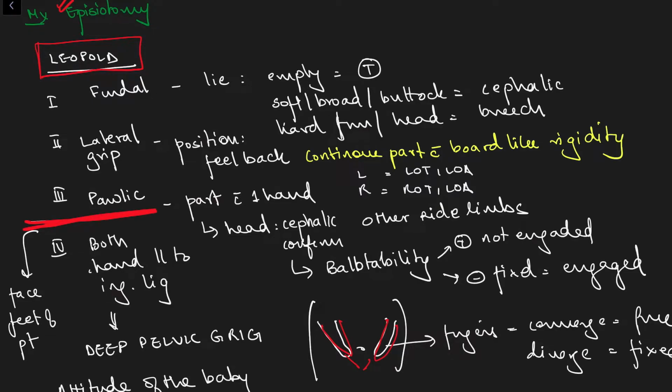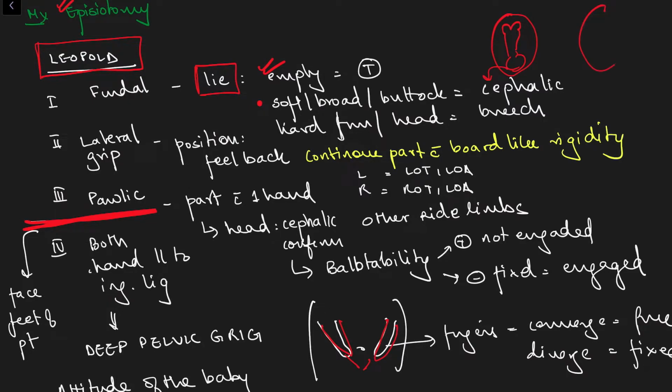The first maneuver is the fundal grip. Here we come to know about the lie of the fetus. If the grip is empty, we say it is a transverse lie. If we can feel a soft broad part, that is the buttock, this means that the buttock is in the fundus and the head would be present below. So this is a cephalic presentation.